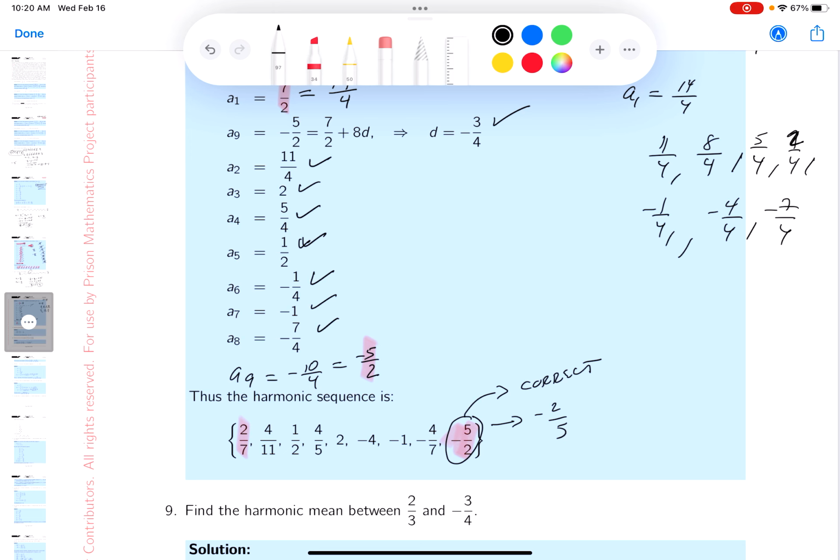And 4/11. So let me go through the red mark. This one would be 1/2. This would be 4/5. This would be 2. This would be minus 4. This would be minus 1. Just doing reciprocals, this would be minus 4/7. So everything is good except for that last term. I will correct it, though. I have to correct it. It's incorrect, all right? But we inserted them, though, and that's good.